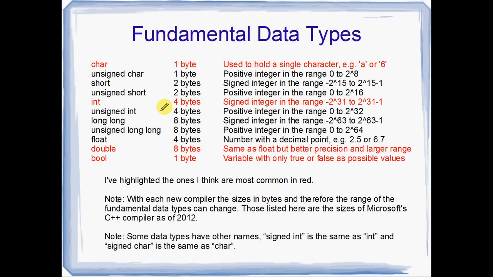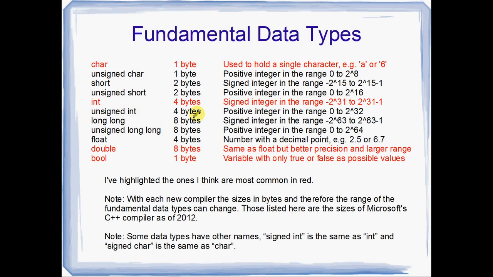Okay, next we've got an int. This is 4 bytes long, and it's a signed value in the range of -2 to the power of 31 all the way up to 2 to the power of 31 minus 1. You'll see lots and lots of these 2 to the power of different things here. Computers absolutely love powers of 2. Yes, because they work in binary, base 2.